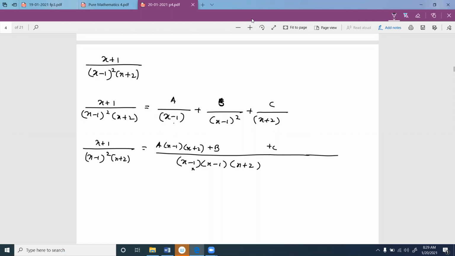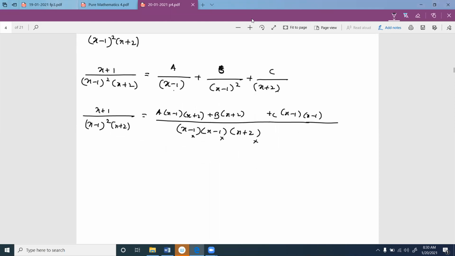Right. Okay. B. What is the denominator over here? The denominator over here is x minus 1 into x minus 1. So you have to cover both of these, because the denominator here contains 2 x minus 1s. The remaining term is x plus 2. C, just cover x plus 2. If you cover x plus 2, the remaining terms are x minus 1, x minus 1. Right. Then, since the denominators are similar, you can equate the numerators. x plus 1 is equal to A times x minus 1, x plus 2, plus B times x plus 2, plus C times x minus 1, x minus 1, right? Okay, that's the answer for that.